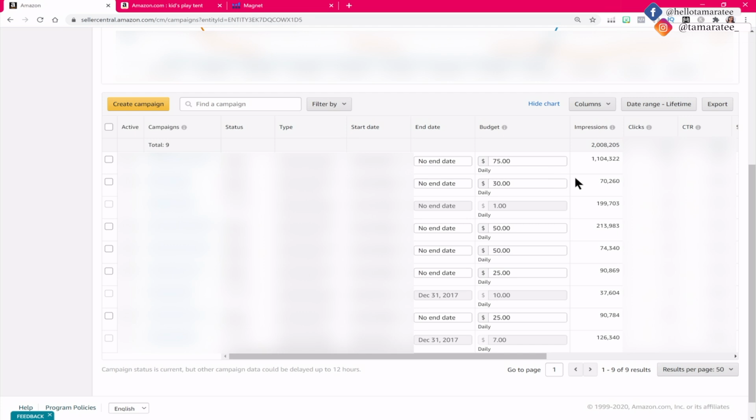I always tell my students, if you want to find out your daily budget, what you should be doing is checking your campaign once in the morning and once before you sleep. So if you go to sleep at 10 p.m. and your daily budget is still full and your campaign is still running, it's very likely that you have enough budget for that specific campaign.